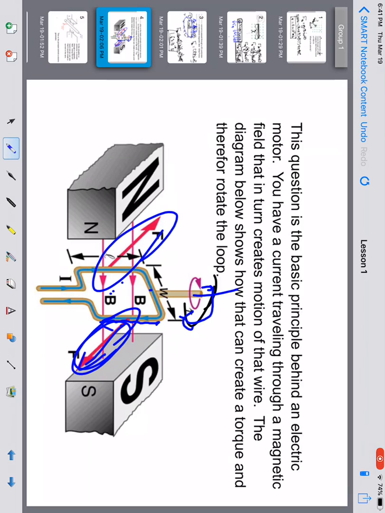So you have forces in opposing directions, but the nice thing is they're both, when we go to rotational stuff, creating a torque in the same direction. So very, very cool, right?